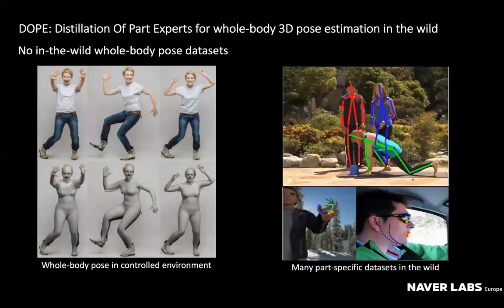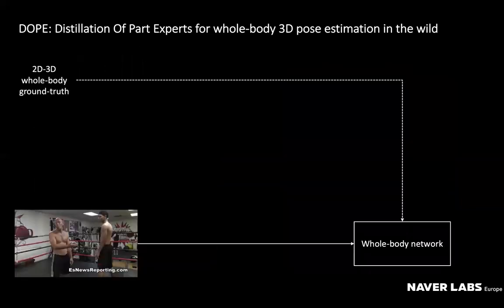On the other hand, in-the-wild datasets are available for the subproblems of body, hand, or face pose estimation separately. They only provide annotations for the key points of interest, ignoring the others. In this work, we propose to leverage these datasets to train a single network for whole body pose estimation using distillation. Here is an overview of our training framework.